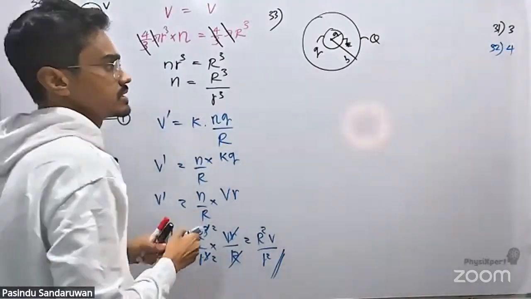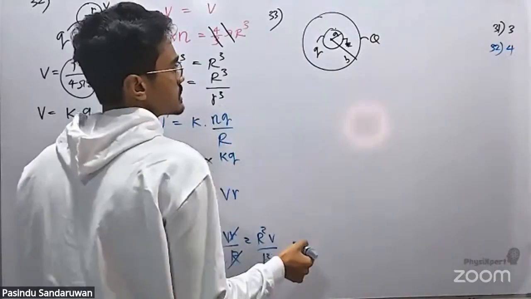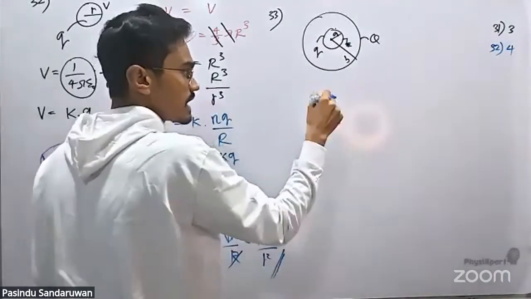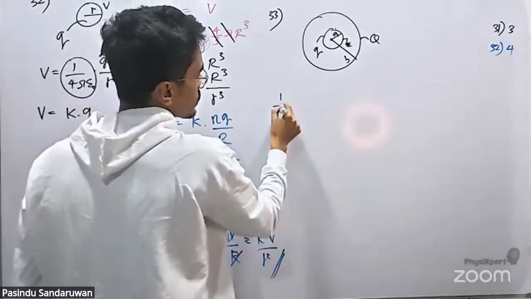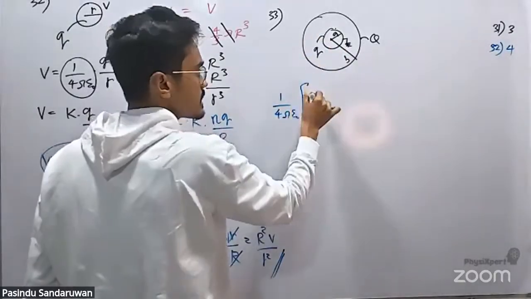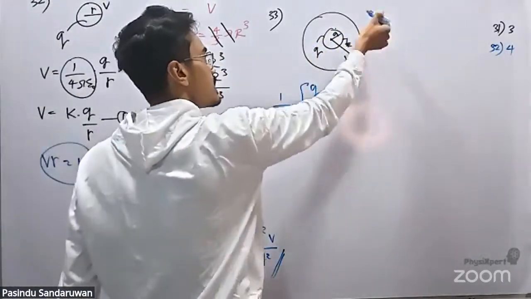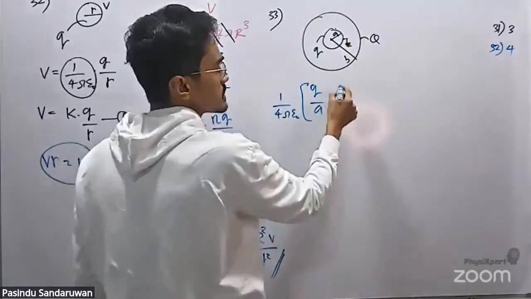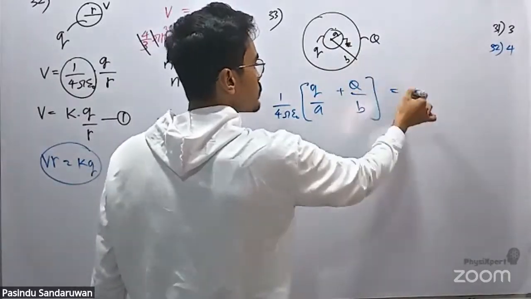We can write the potential at the internal surface. Potential at the internal surface is 1 over 4 pi epsilon naught, due to small q, q over A, and due to capital Q, the potential inside is equal to the potential at the outer surface, that is plus Q over B. Since this is grounded, this potential is 0.